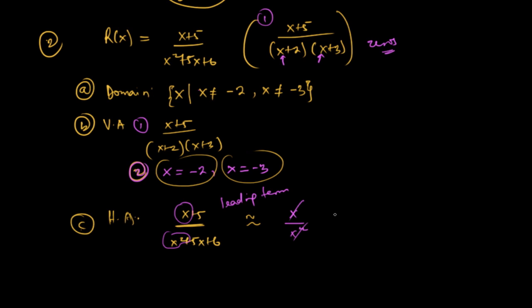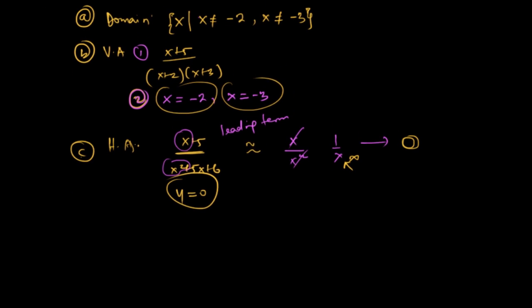So x over x squared gives us 1 over x, and then as x becomes very large, 1 divided by a very large number is going to give us 0. So our horizontal asymptote is 0. So that completes the problem.